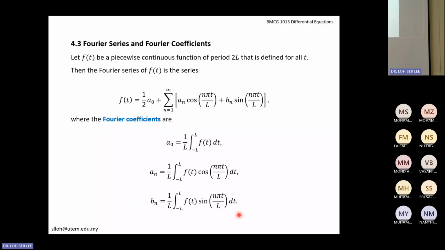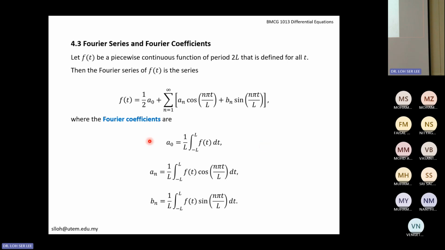The formulas will be given in the appendix of the final exam, because every semester, every year for this subject, there will be one question from this chapter, Fourier series. So today we will look at the full range Fourier series. Next week we will look at the half range.